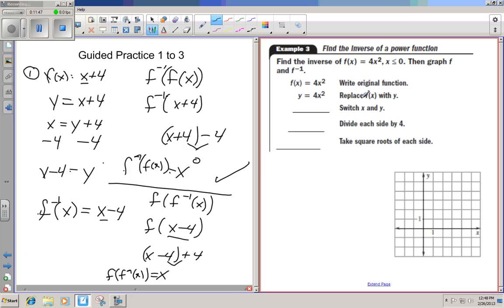All right. Finding the inverse of a power function. It's the exact same steps. Replace f of x with y. Switch x and y. Solve for the variable. So, write the original equation. Replace f of x with y. Switch x and y. So y becomes x, 4y squared. Divide each side by 4. So now you have x over 4 equals y squared. Take the square root of each side. And so basically what you end up with is y equals the square root of x over the square root of 4.